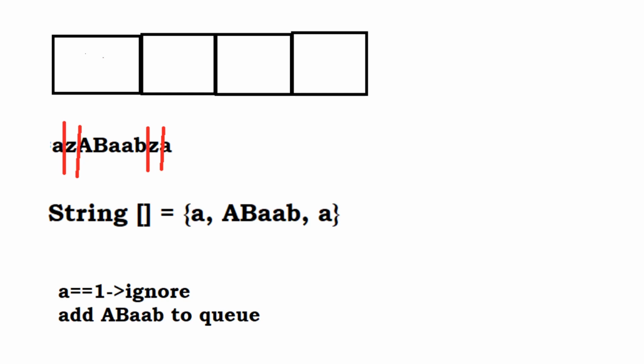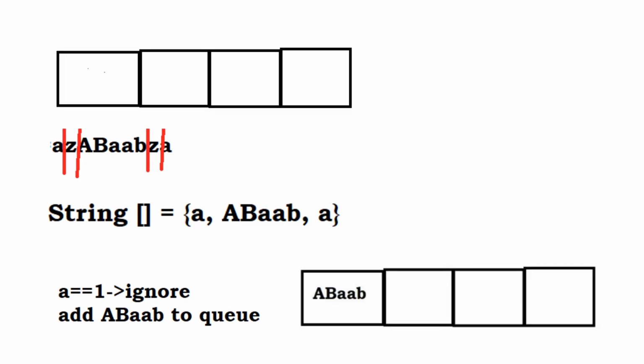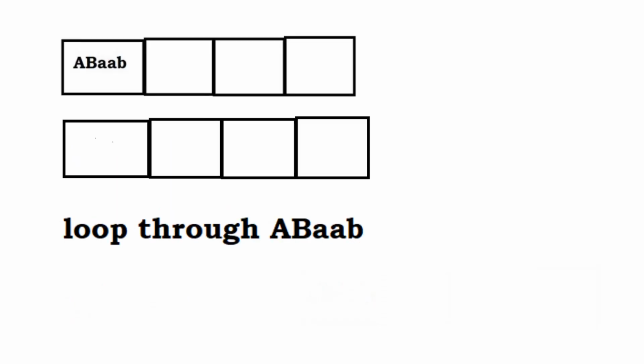We take this string from the queue and do the same process again, checking whether it contains the uppercase and lowercase characters. So now we have added only the second string, ABAAB, to the queue. Now we have to repeat the whole process. We take the next string from the queue and check whether it satisfies the problem statement. Now we have taken the string S and the queue is empty. We are going to loop through the string ABAAB.